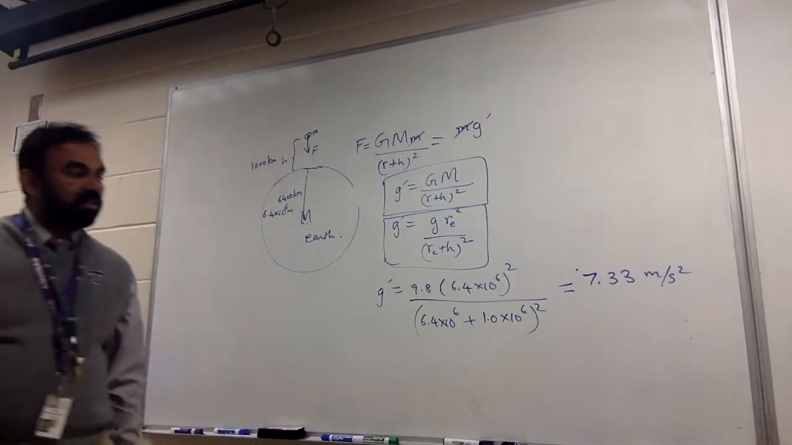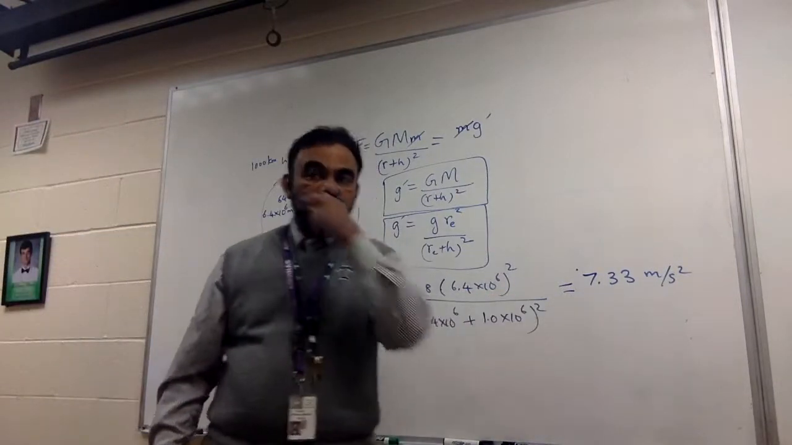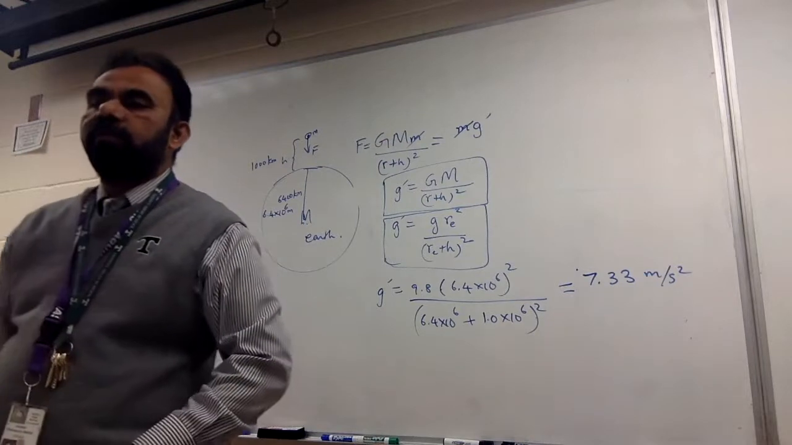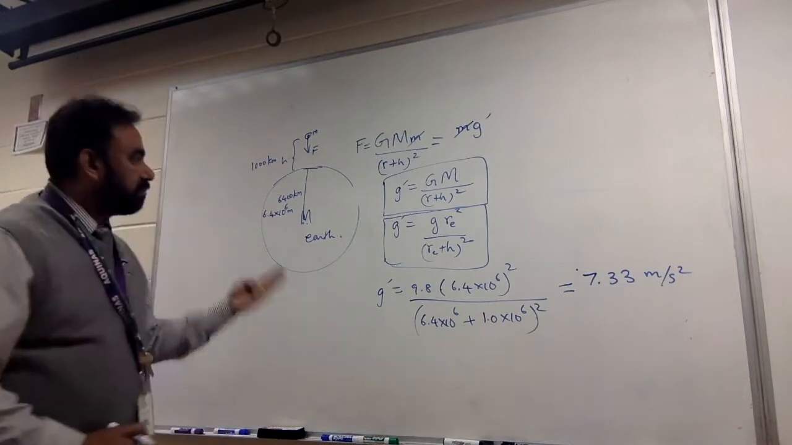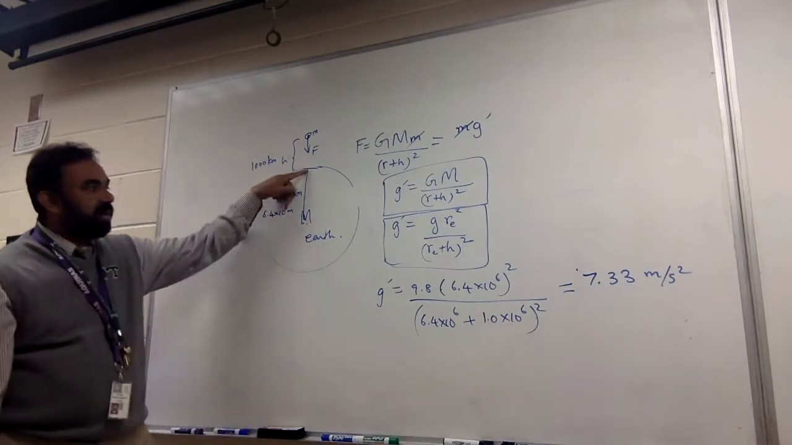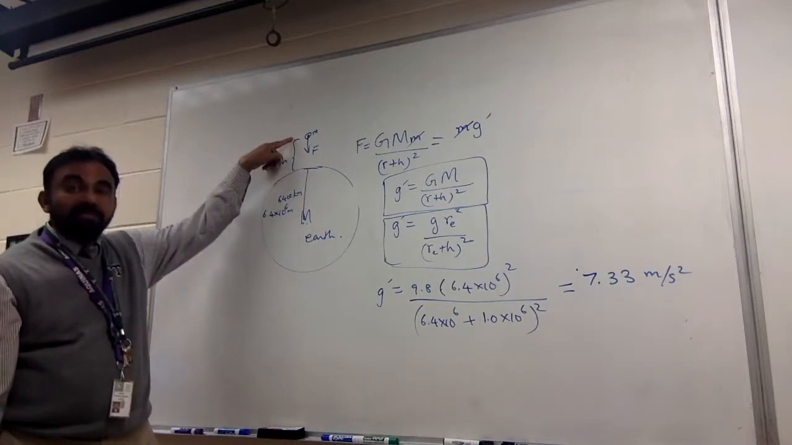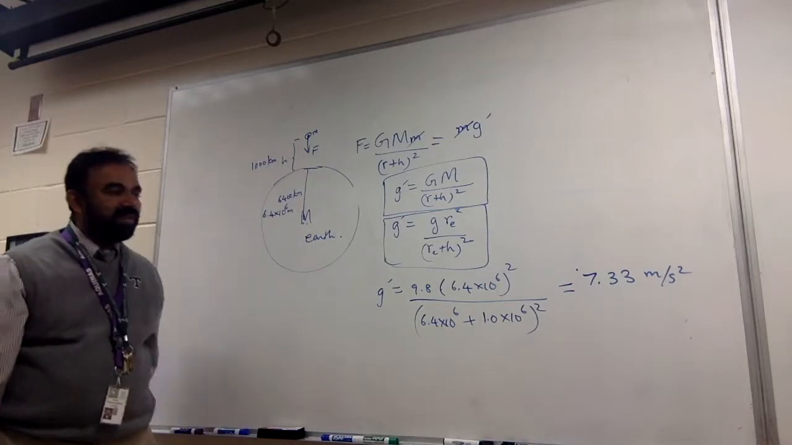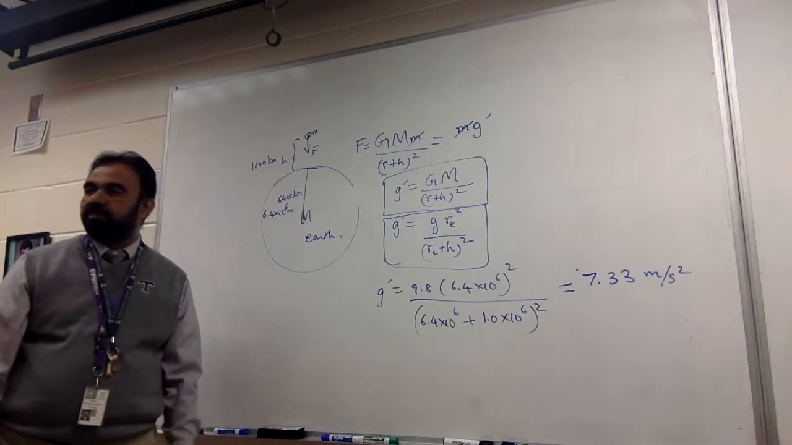So the acceleration works out to 7.33 meters per second squared, which is reasonable, because it's 9.8 here and you've gone 1,000 kilometers, so a value of 7.33 is understandable.